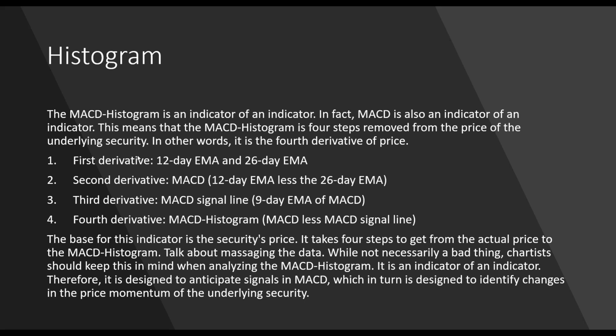The base for the indicator is, of course, the security's price. It takes 4 steps to get from the actual price to the MACD histogram. It's an indicator of an indicator. Therefore, it's designed to anticipate signals in MACD, which in turn is designed to identify changes in price momentum of the underlying security.